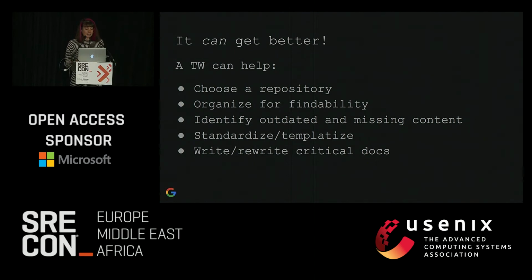So a tech writer can really help you whip a rat's nest of documentation into shape and give you the tools to maintain your docs moving forward. So some basic tasks that a tech writer can perform. We can help you choose the best repository or repositories for your docs. We can help you organize your docs to make them more findable. We might organize a doc fix-it to identify content that needs to be archived or updated or written from scratch. We can introduce templates to standardize your doc set. And to state the obvious, as writers, we can improve your already existing docs and write new ones that you need.